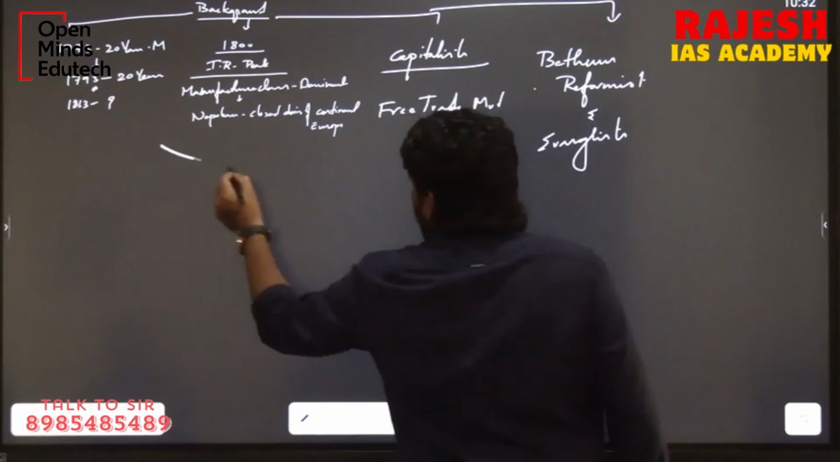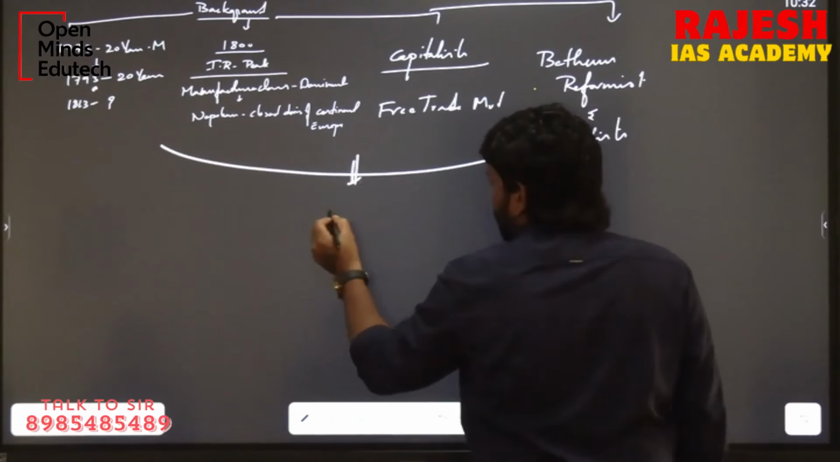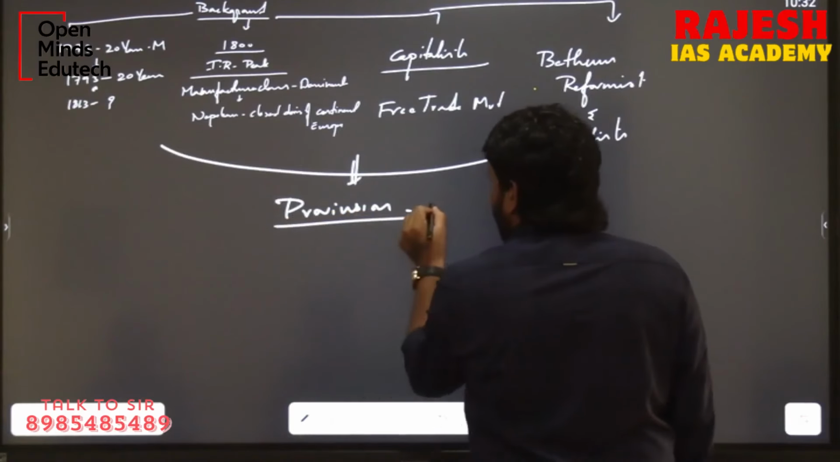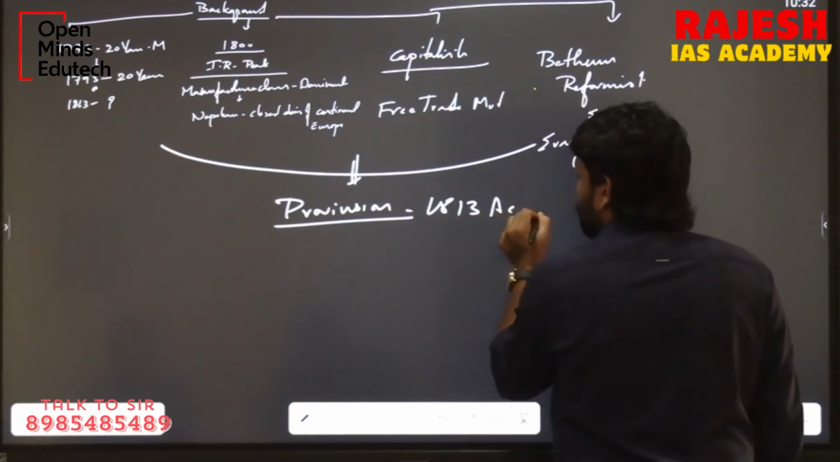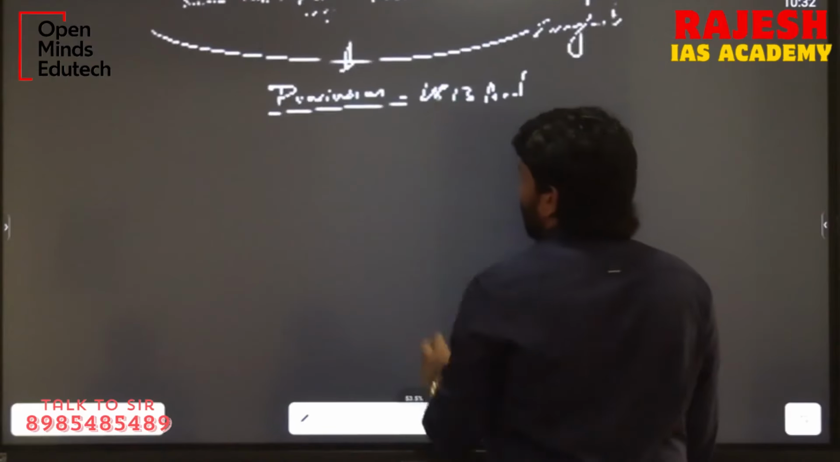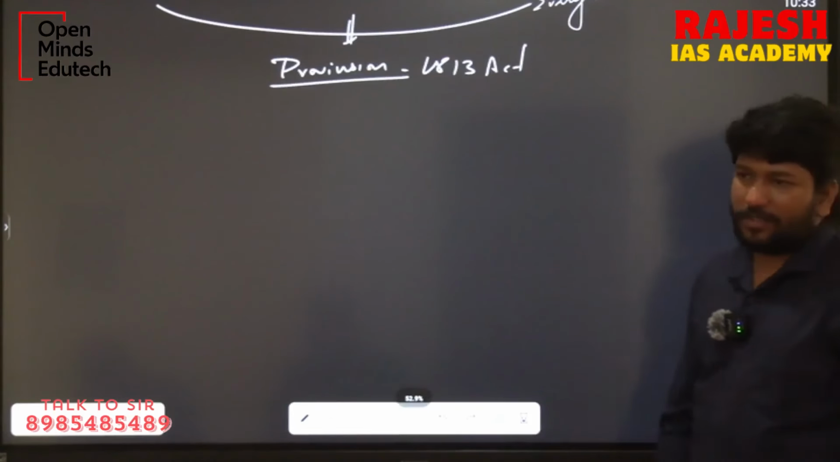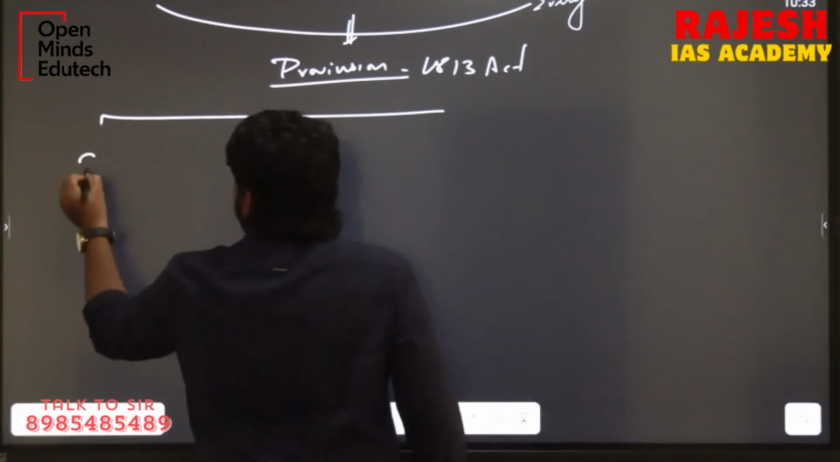See, the provisions of the 1830 act. Do they take all the people's wishes or not? So you write opponents. Who are strong now?